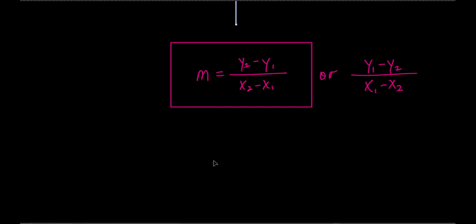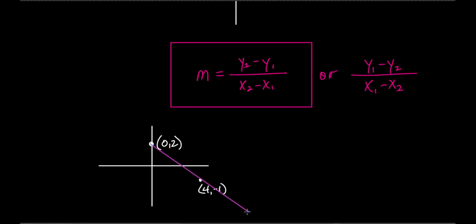Let's do this. All right, so here's the example. They actually give you a graph, and they ask you to find the slope. So watch. Here's a point right there. That's (0, 2). And this point down here is (4, -1). Here's a line that connects those two points.